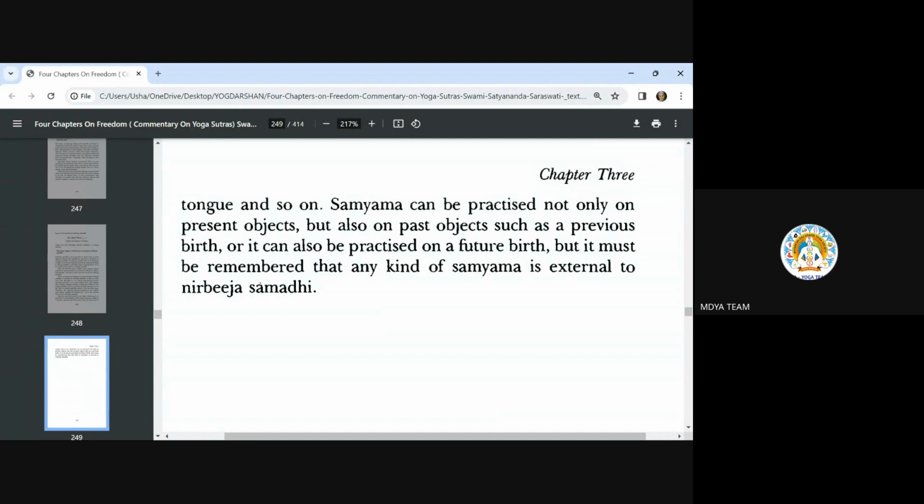Antaranga. Now, Tadapi Bahiranga Nirbijasya. What this sutra is saying is, when Samadhi is split into Sabija and Nirbija, for the Nirbija Samadhi, Dharana, Dhyana and the Sabija Samadhi aspects, all the Sabija stages, become Bahiranga practices. You got it now? Clear?